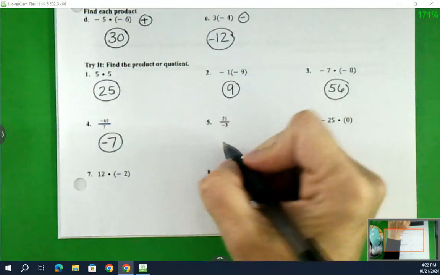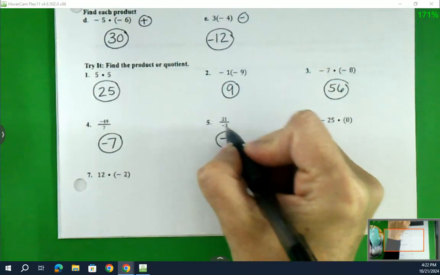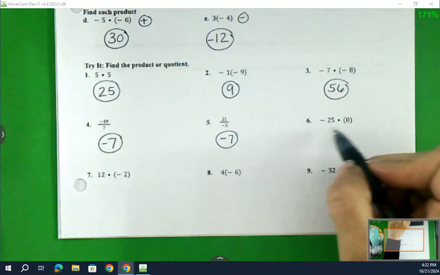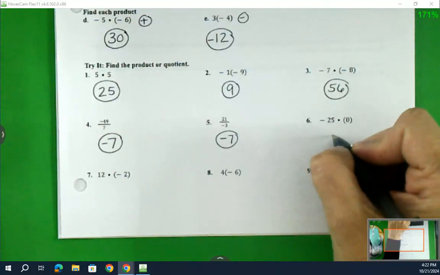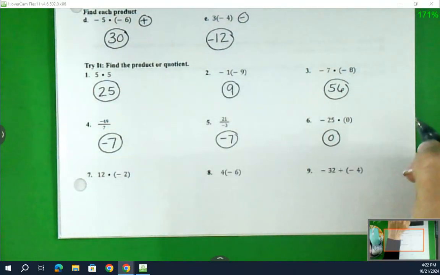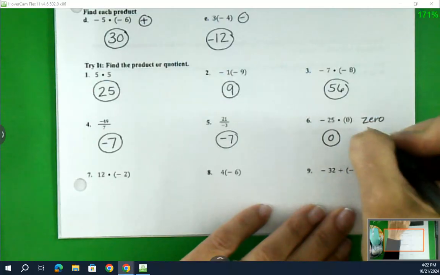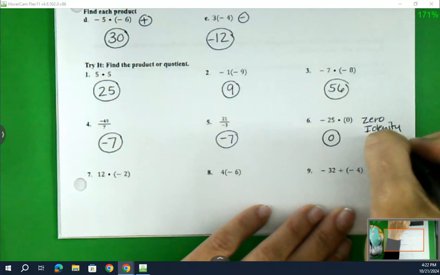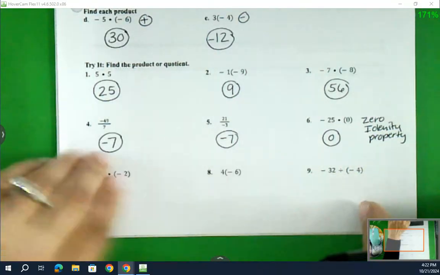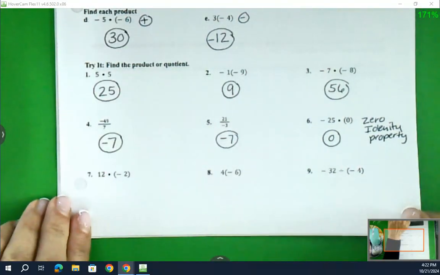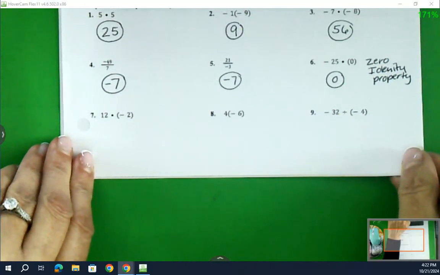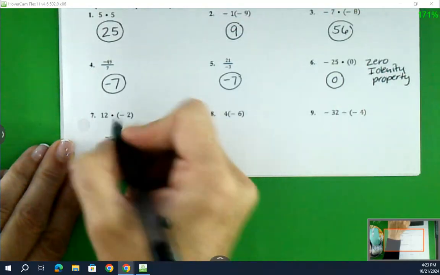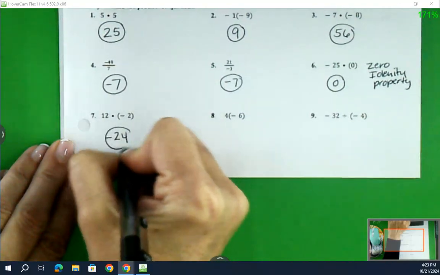For number 5, our answer is also negative 7. 3 goes into 21 7 times. All right, negative 25 times 0. Well, any number times 0 is going to be 0. This is the zero identity property. And that just tells us that any number times 0 is going to be 0. Okay, number 7, we have 12 times negative 2. So our answer is negative. And 12 times 2 is 24, so we have negative 24.